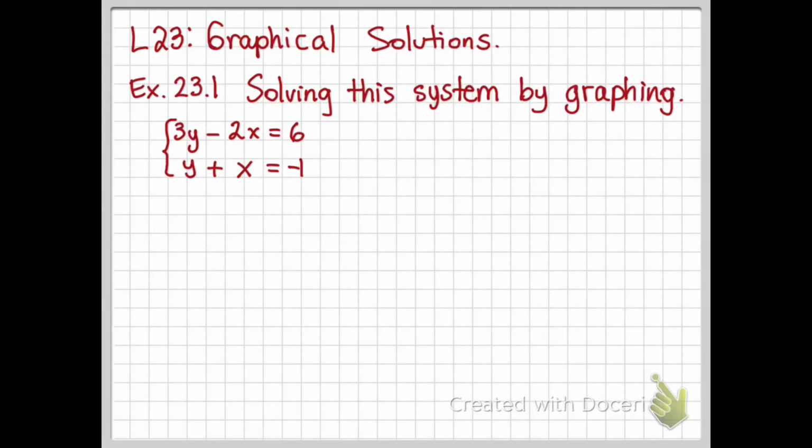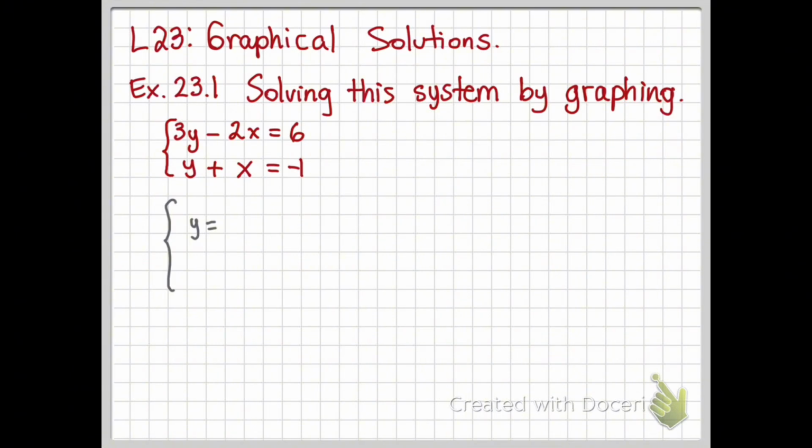Lesson 23 is a really fun lesson. It's on graphical solutions. So it says solve the system by graphing. The first thing we have to do is rewrite these equations in the form of y equals mx plus b, so that we can easily graph them.